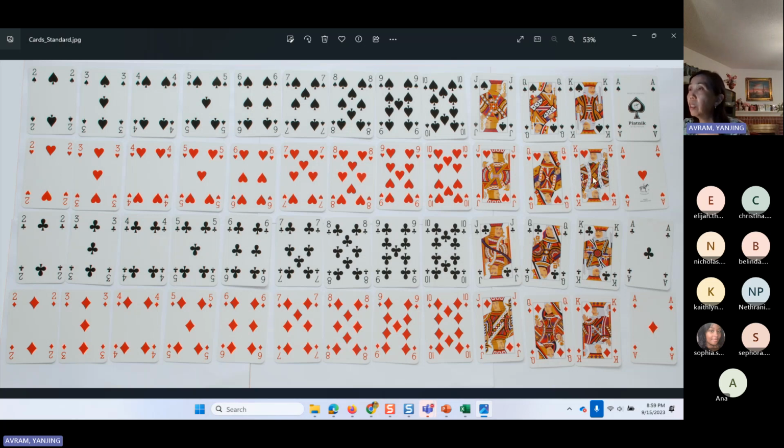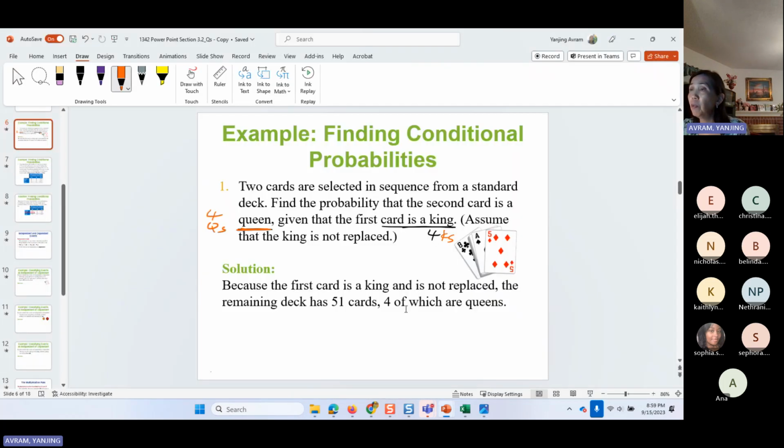But this is a condition. The condition is given a king is already taken out. That means how many cards are still there? Well, the king is out, so only 51 are there, and I still have 4 queens, so it's 4 out of 51. So that's the probability of finding a queen given a king is already out. It's 4 out of 51 because 1 card is already out, not replaced. One king is out, so you only have 51 total, and 4 of them are queens. So that's 4 out of 51.